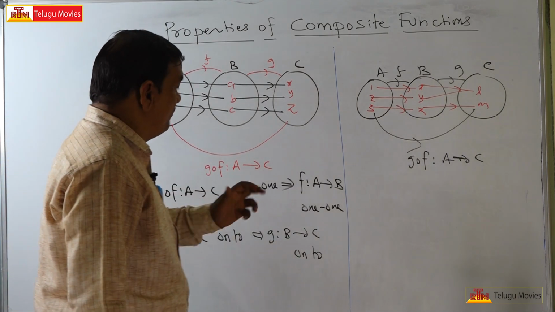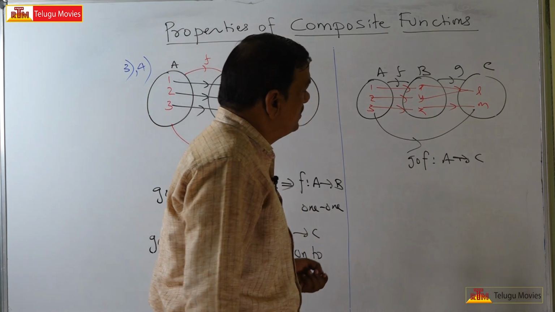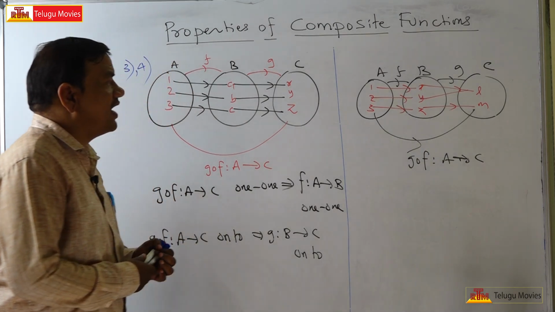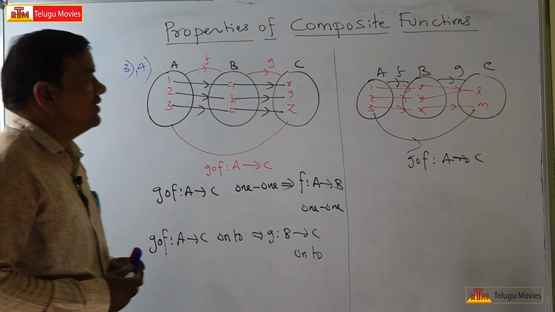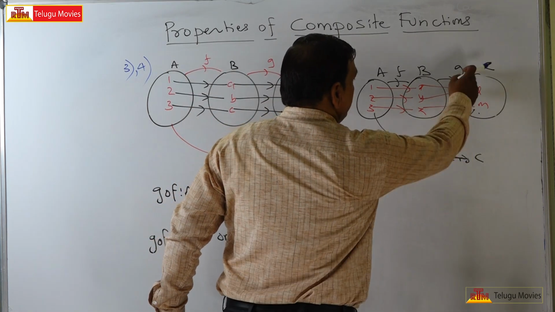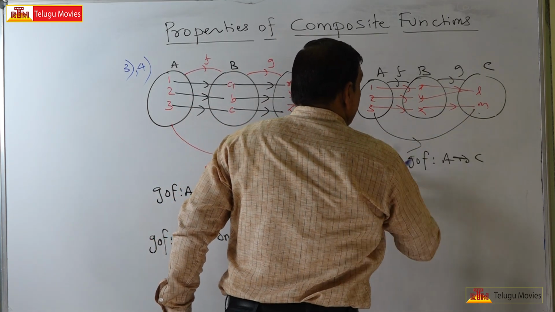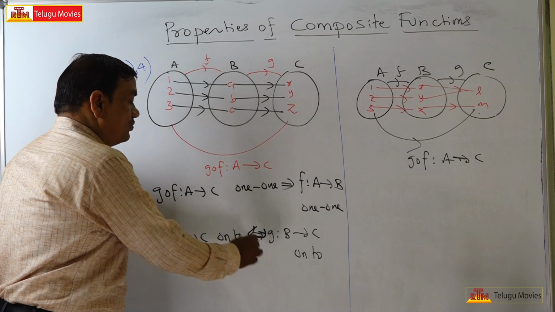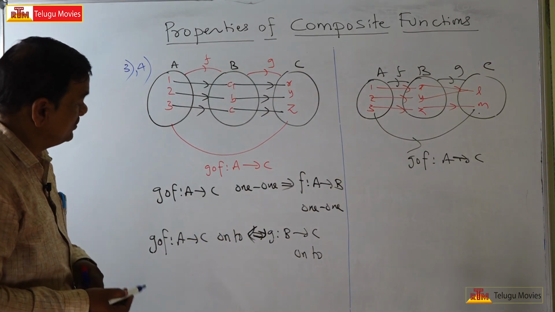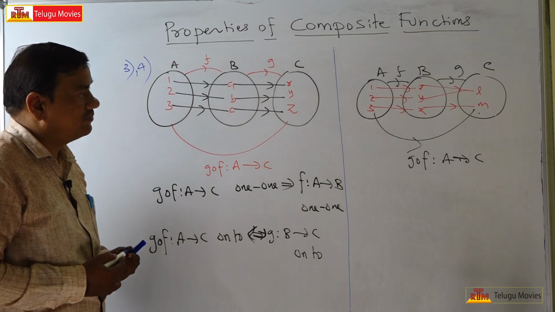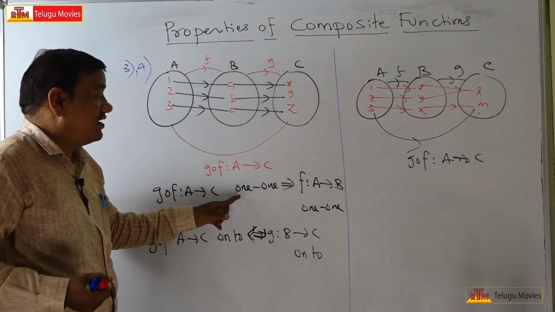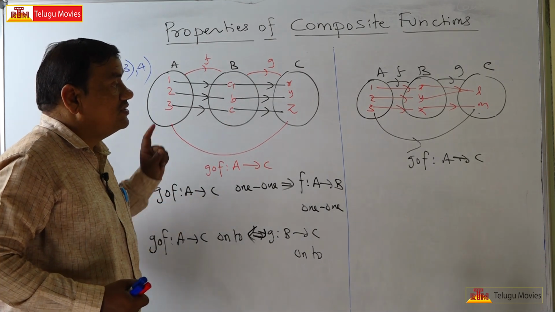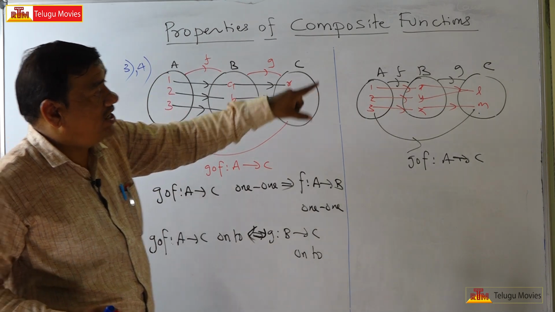Here, if G from B to C is an onto function, definitely G circle F from A to C is also an onto function. Why? Because there won't be any elements left free. This holds in one direction: G circle F from A to C being onto means G from B to C is onto, but in reverse it is not possible.